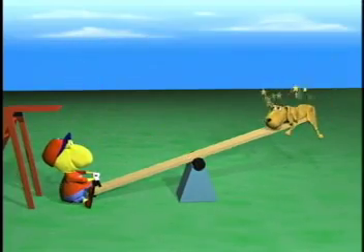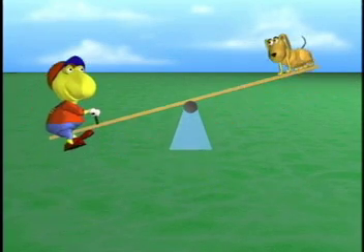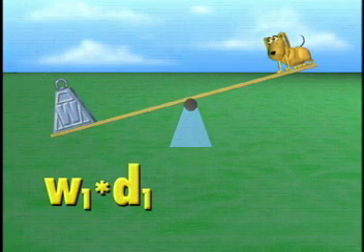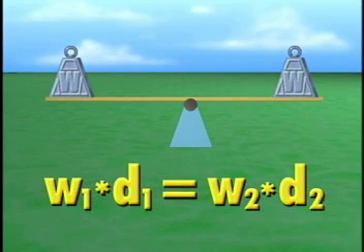Here the seesaw is not balanced. How do you balance the seesaw? Well, to balance the seesaw, the product of the weight and the horizontal distance on the left side of the pivot point must equal the product of the weight and the horizontal distance on the right side of the pivot point.